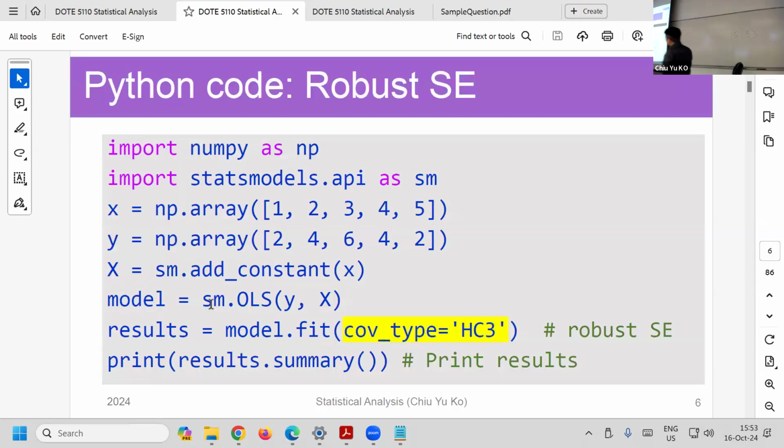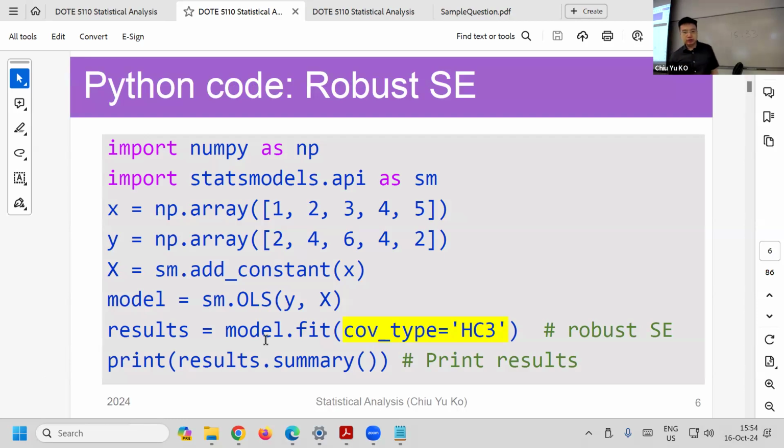So that is what we're going to do. You will see I have NumPy as that model API, I have x and y, I add a constant to x, I run regression. The only new thing is I have the covariance type. You can use HC1 or HC3. That will correct the problem. Okay.